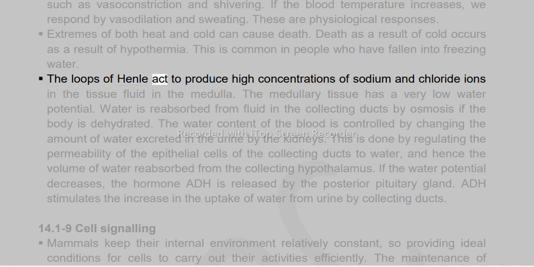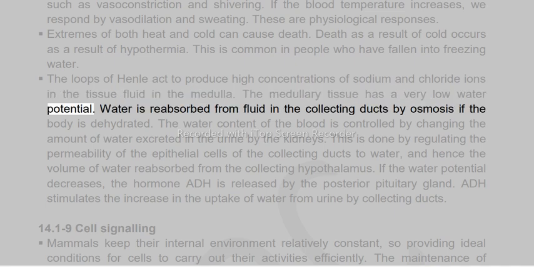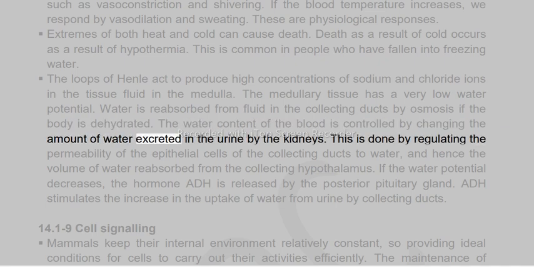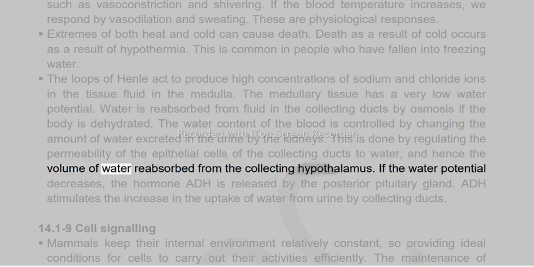The loops of Henle act to produce high concentrations of sodium and chloride ions in the tissue fluid in the medulla. The medullary tissue has a very low water potential. Water is reabsorbed from fluid in the collecting ducts by osmosis if the body is dehydrated. The water content of the blood is controlled by changing the amount of water excreted in the urine by the kidneys. This is done by regulating the permeability of the epithelial cells of the collecting ducts to water, and hence the volume of water reabsorbed from the collecting ducts.